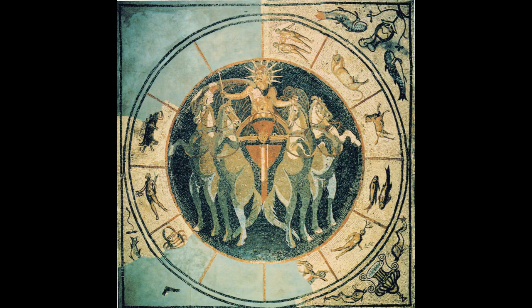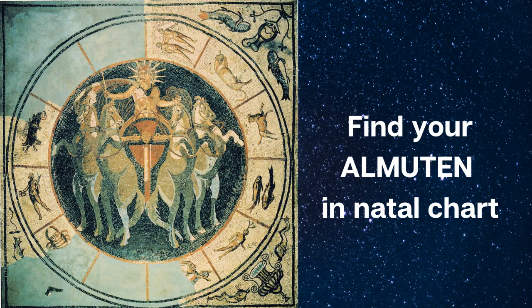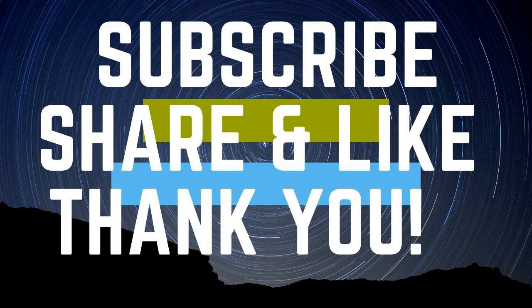You can also integrate the Almuten into electional astrology, choosing the right time for events, and in horary astrology, answering questions. The Almuten system gives you a hidden entry point into personal power. It's not always visible on the surface, but when you find it, you discover where your deepest potential lives. It's the planet that says, I might not be the loudest, but I am the one really pulling the strings behind the scenes. Yeah, it's very interesting.